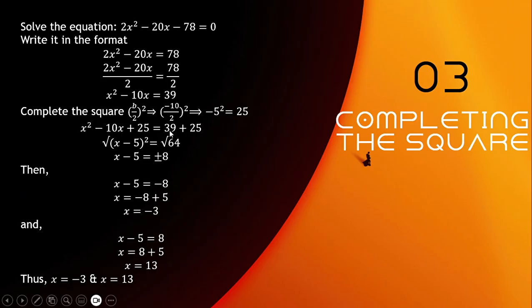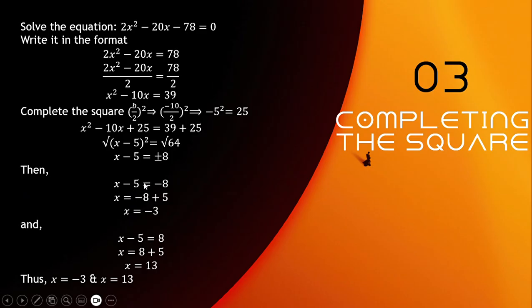So, pag i-add natin yung 39 and 25, makukuha natin is 64. So, ito yung mangyayari. After that is square root natin yung both side. Then, ang makukuha natin is x minus 5 is equals to plus and minus 8. And then, same lang sa format na ginawa natin dun sa previous methods, na i-equate lang natin sa positive and negative value.